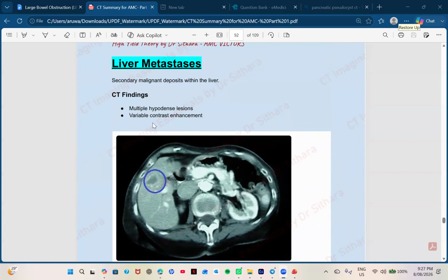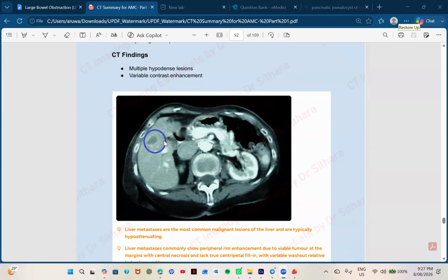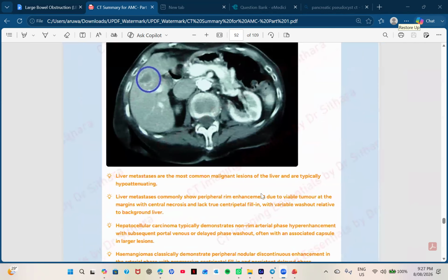So there can be multiple hypodense lesions or there can be a single lesion as well, okay? And there can be variable contrast enhancement you can see. Here liver metastases are the most common malignant lesions of the liver and are typically hyperattenuating. So liver metastasis commonly shows peripheral rim enhancement due to viable tumor at the margins with central necrosis and lack of central fill-in, with variable washout relative to the background liver.